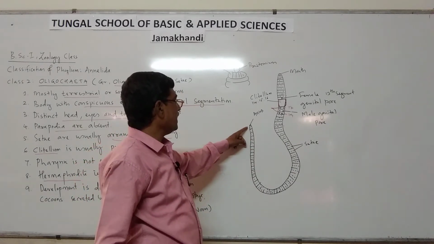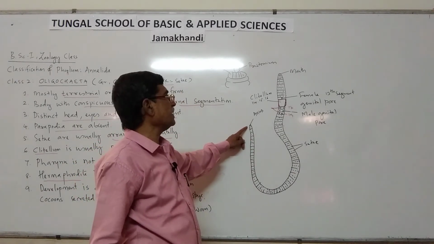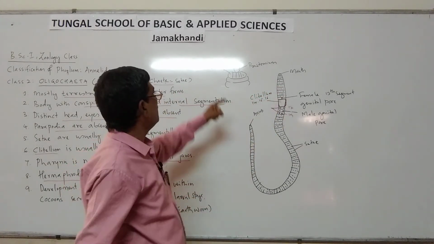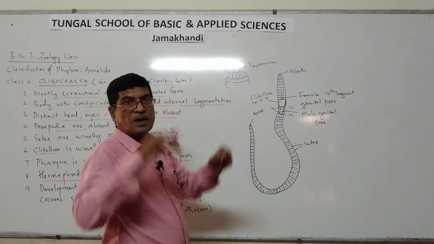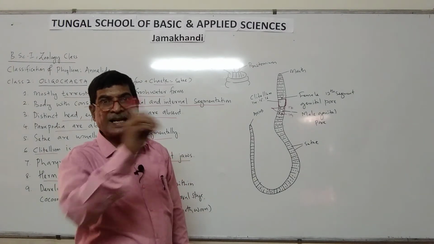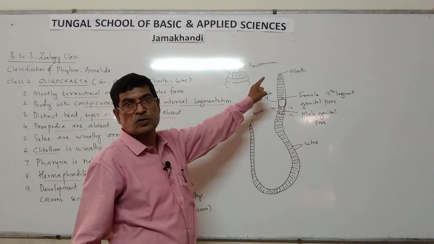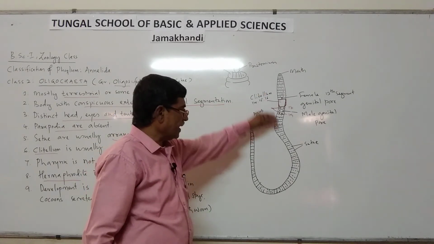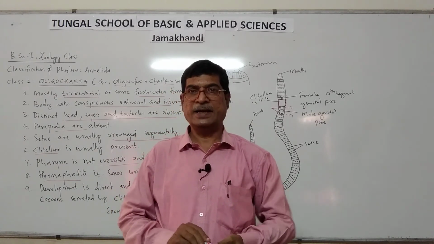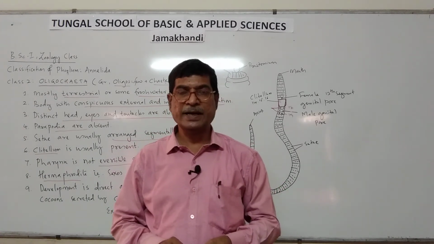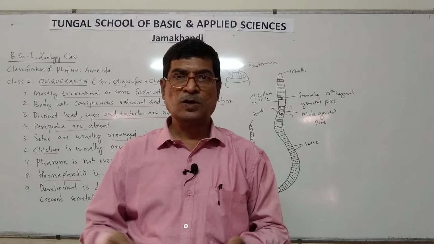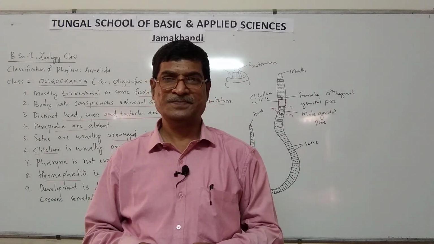At the posterior end, the anus is present, and at the anterior end the mouth is present. Mouth is surrounded by the peristomium. Above the mouth, dorsally, a small tongue-like projection is there, called the prostomium. So the entire body is annulated, segmented. So this is about the second class of phylum Annelida. In the next class we shall see the other two classes of phylum Annelida. Thank you.